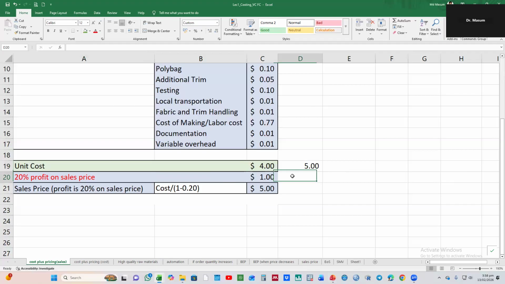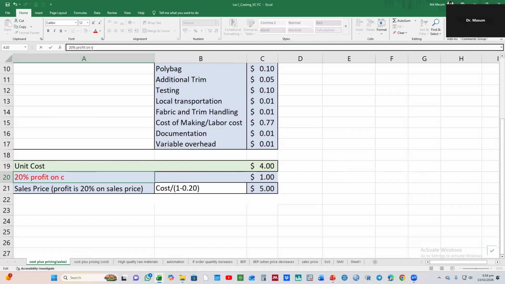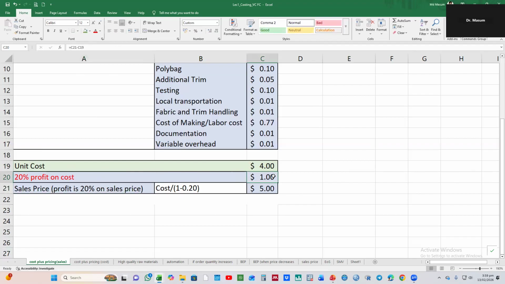So $4 is your 80%, divided by 0.8, and you will get the price. Are you getting why I have divided by 0.8? Yes, sir, because the profit is on sales price. If it were said that the profit is 20% on cost, then you would charge directly 20% on this amount, multiplying by 0.20. This is your profit. So cost plus profit equals sales price.